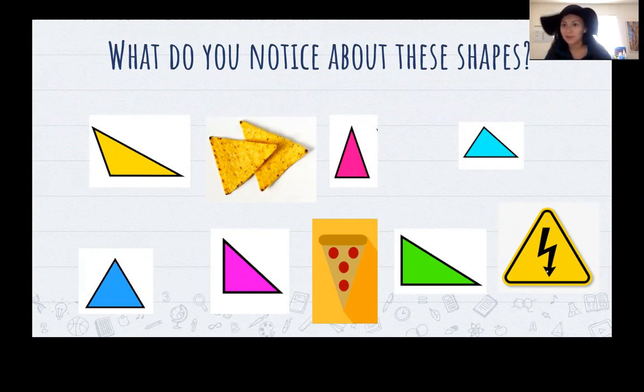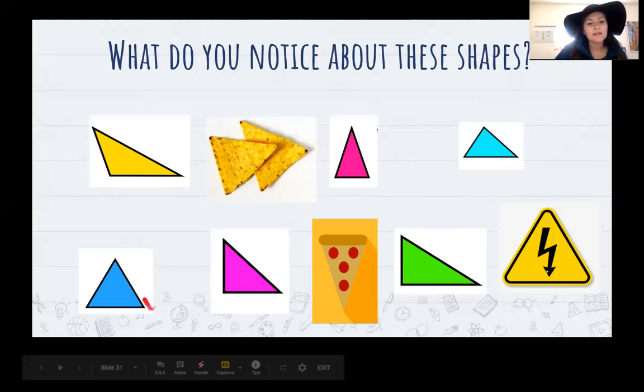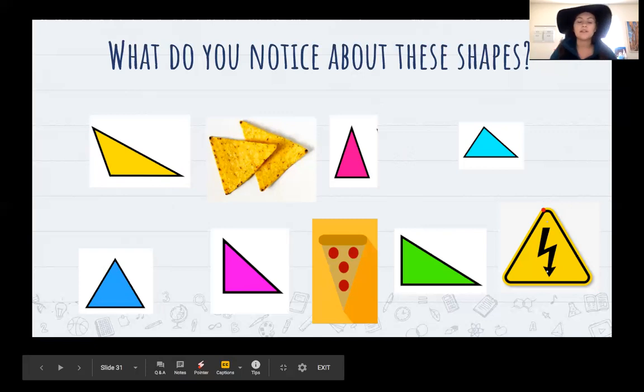All right, so you should have already told somebody in your family what you noticed. What did you notice? I noticed that all of these shapes had 1, 2, 3 sides, and 1, 2, 3 vertices where the sides come together. That one has 3 sides. This one has 3 sides. These tortilla chips have 3 sides. The pizza has 3 sides. The sign has 3 sides, and they all have 3 vertices.